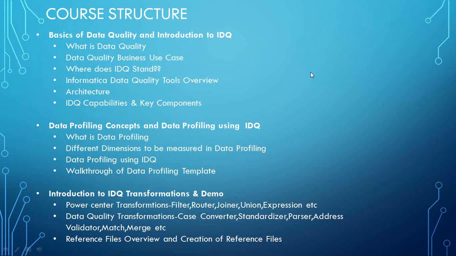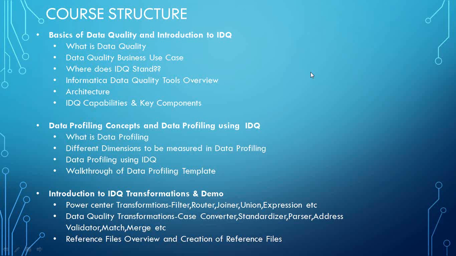In addition to that, we also have some data quality transformations like case converter, standardizer, parser, address validator, match, merge, and a key generator. You have a good number of data quality transformations. We will talk about each of these transformations in theory, and then on the same day I will help you out with a demo to show you how to use the transformation, what all options you will have, how to configure it, and all these things.